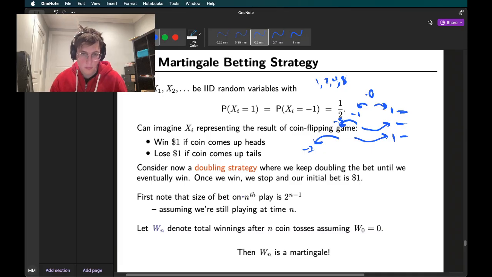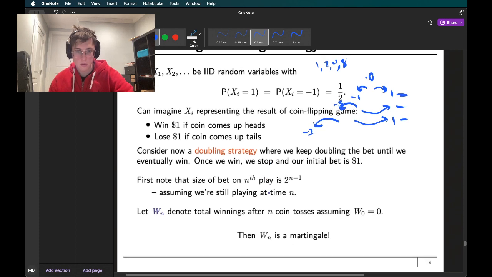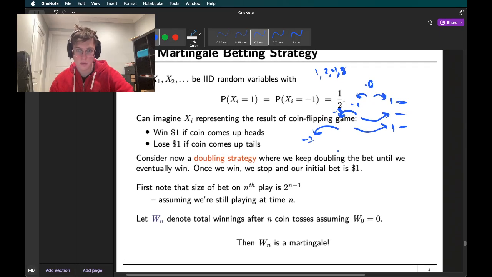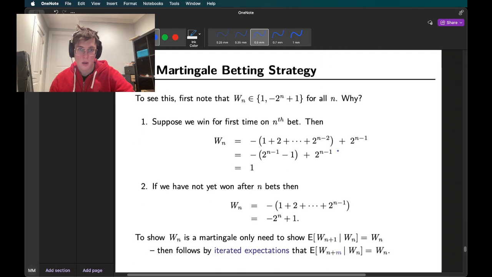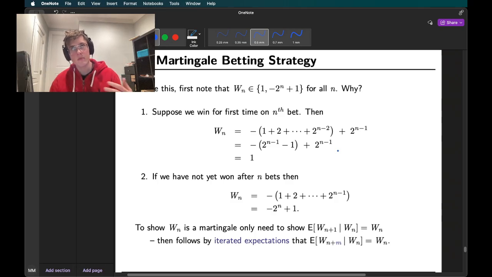First, note the size of the bet play is 2^(n-1). That's what I was talking about. Let Wn denote total winnings after n coin tosses, assuming W0 equals 0, then Wn is a martingale. So it's supposedly a fair game. A martingale, it's a fair game even though we're infinitely likely to end up with profit, which is kind of weird. To see this, first note that Wn is either 1 or minus 2^n plus 1 for all n. Why? I already went over that.